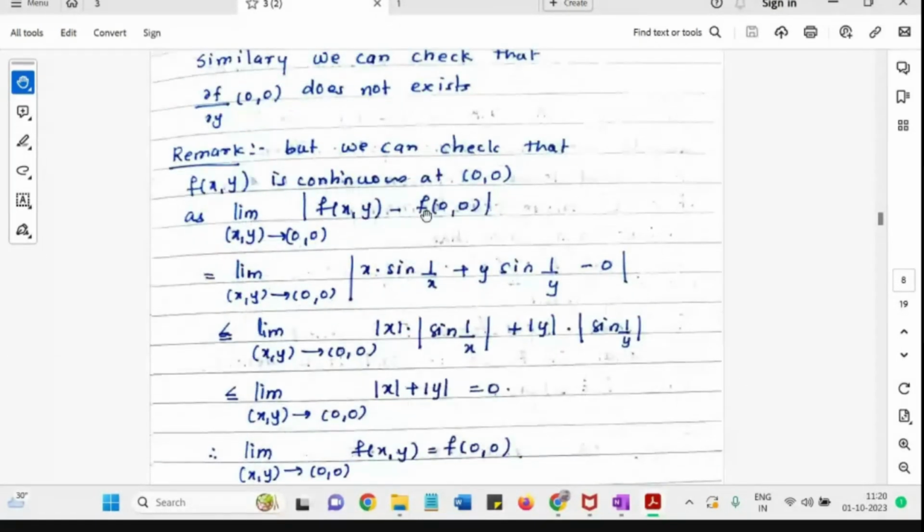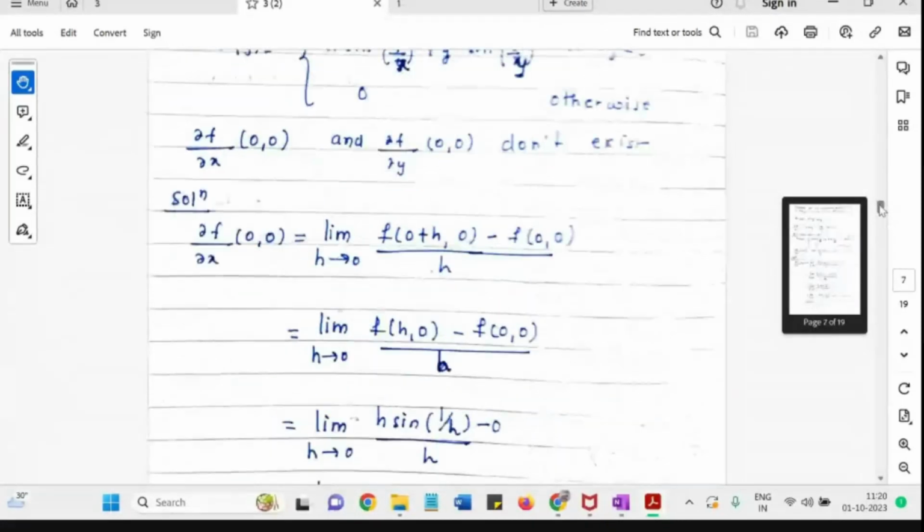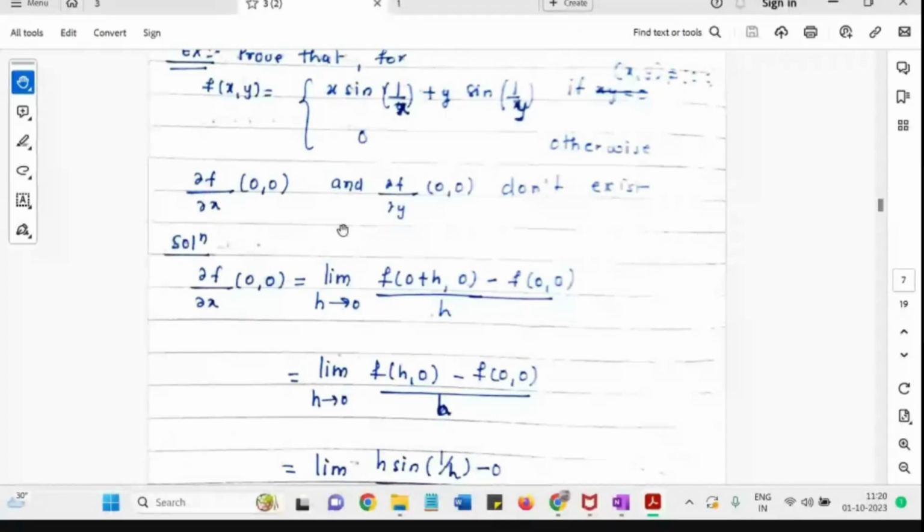As I had said, this is a question similar to one of the JAM questions that I had already checked somewhere. So this is a function for which the partial derivatives don't exist, but it is continuous. The reason is, you can check the continuity of this function.